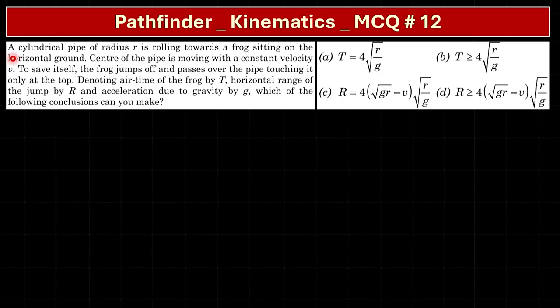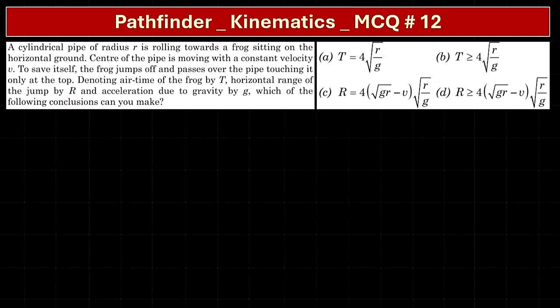In this question, it is said that a cylindrical pipe of radius r is rolling towards a frog sitting on the horizontal ground. The center of the pipe is moving with a constant velocity v. To save itself, the frog jumps off and passes over the pipe, touching it only at the top. Denoting the air time of the frog by t, the horizontal range of the jump by R, and the acceleration due to gravity by g, which of the following conclusions can you make?